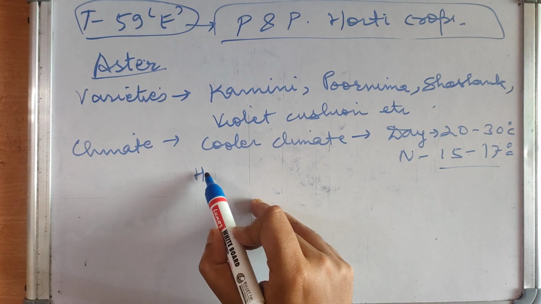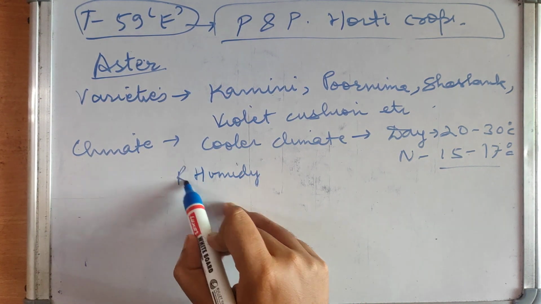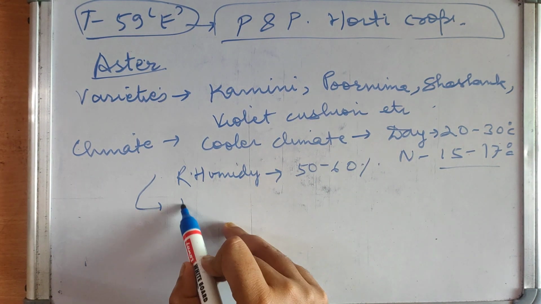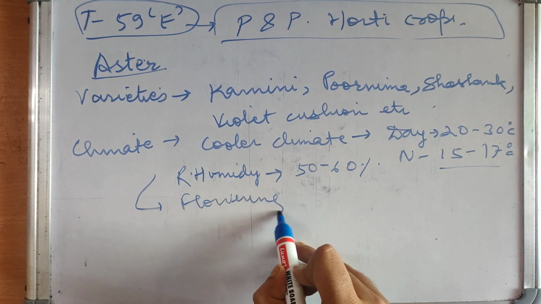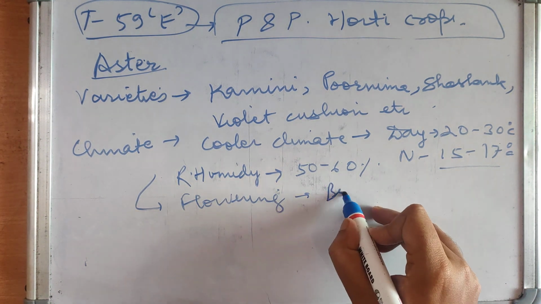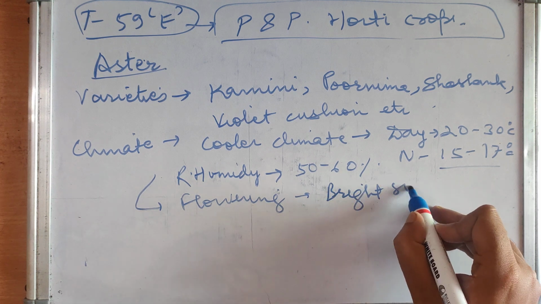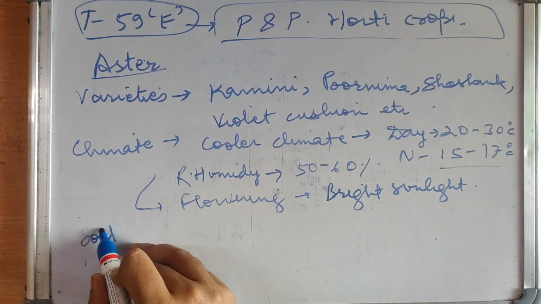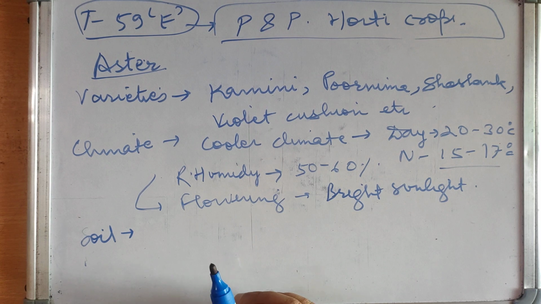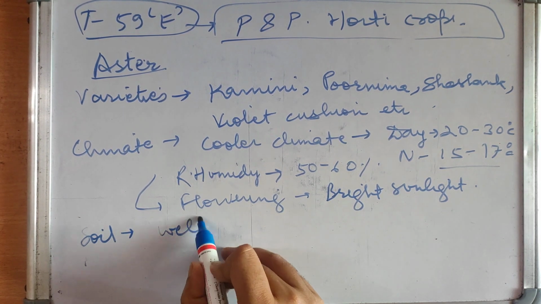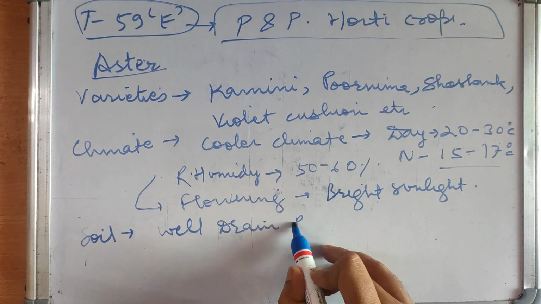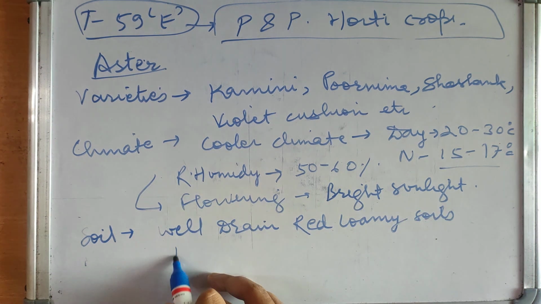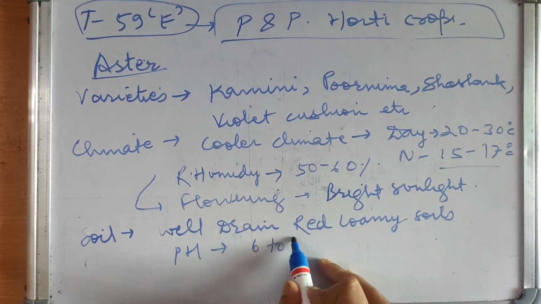And relative humidity, RH should be around 50 to 60%. And for flowering, bright sunlight is required. Soil: it grows well in well-drained red loamy soil of pH around 6 to 7. The soil pH should be around 6 to 7.